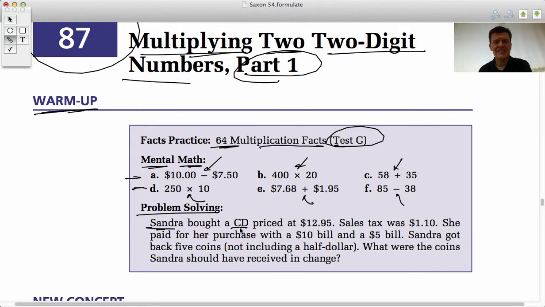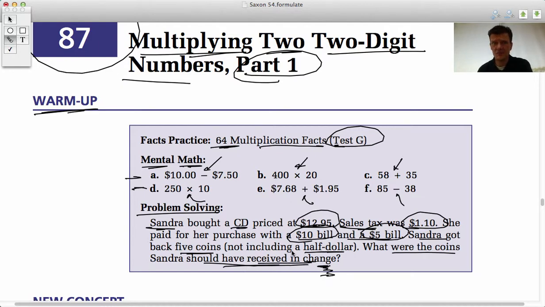Let's look at this problem-solving problem here. It says Sandra bought a CD priced at $12.95. Sales tax was $1.10. She paid for her purchase with a $10 bill and a $5 bill. So Sandra got back 5 coins, not including a half-dollar. What were the coins? What are the coins that she should have received in change is what they're asking.